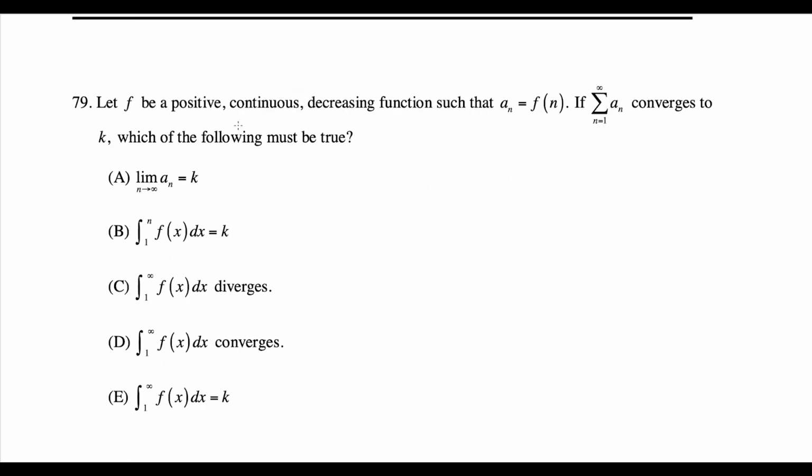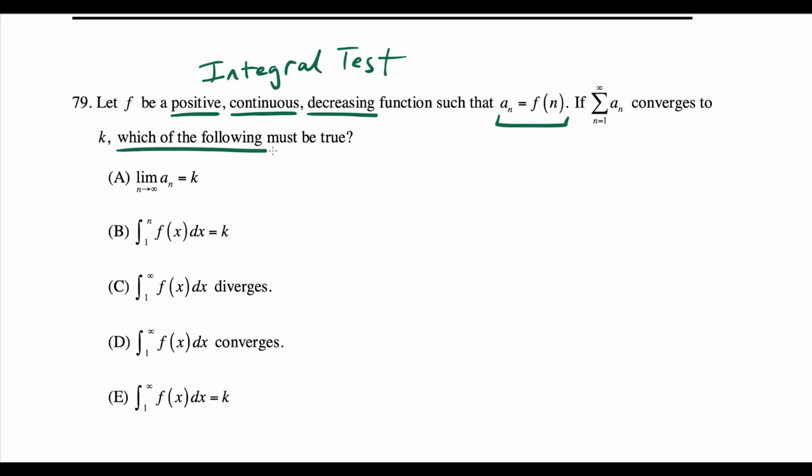which is going to correspond to choice C. Question 79 highlights a really big idea for the AP test, that you have to show up knowing certain theorems. And when I hear the phrase f is positive, continuous, and decreasing, these three together shout out integral test. So this is the integral test for convergence or divergence. And we're told here that a sub n is equal to f of n. And we're told that the series a sub n converges to k. And we want to know which of the following must be true.